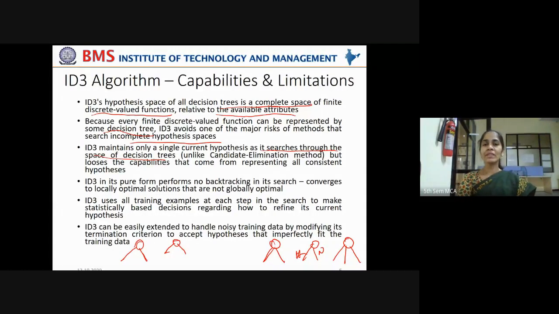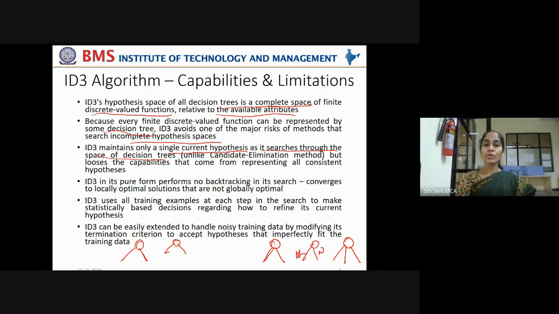ID3 maintains only a single current hypothesis. What is the hypothesis here? Decision tree only. So ID3 maintains only a single current hypothesis as it searches through the space of decision trees. Lots of decision trees are available, but it will proceed with only one single hypothesis. Okay, unlike the candidate elimination method, which tries to check every hypothesis. But here, though many decision trees are there in the hypothesis space, it checks only one particular decision tree, which gives better classification, right?